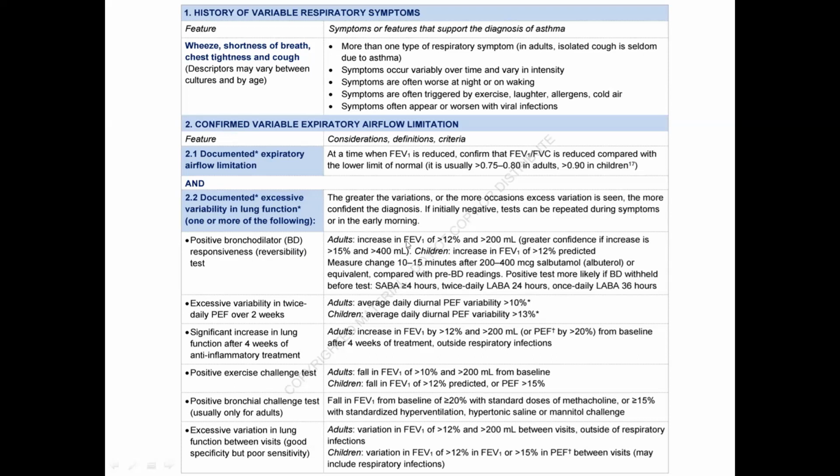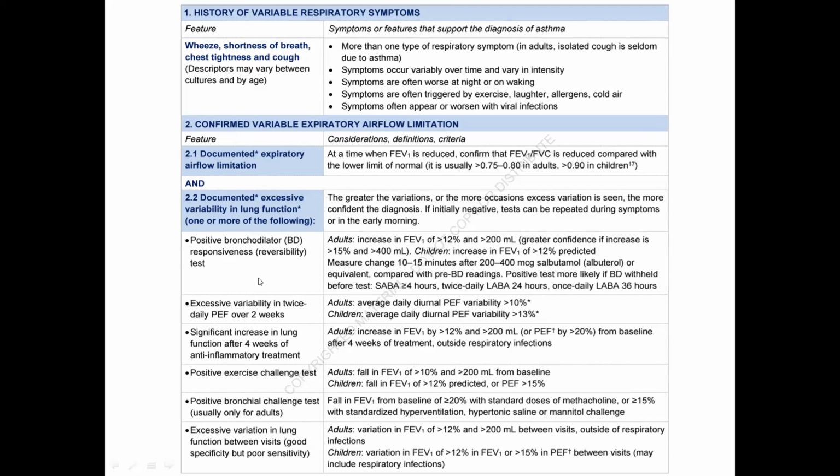It is the increase in FEV1, that is forced expiratory volume in first second, more than 12% and 200 ml from baseline after a rapid acting bronchodilator inhalation like salbutamol 200 to 400 microgram or equivalent. Then a positive bronchodilator responsiveness is consistent with the diagnosis of asthma in a patient with characteristic respiratory symptom.